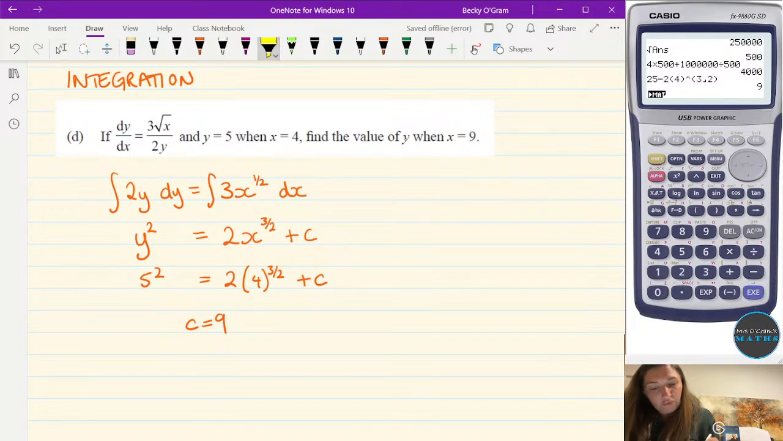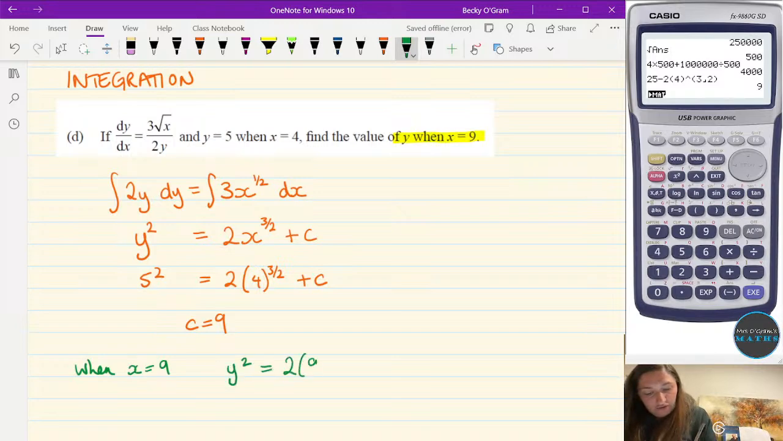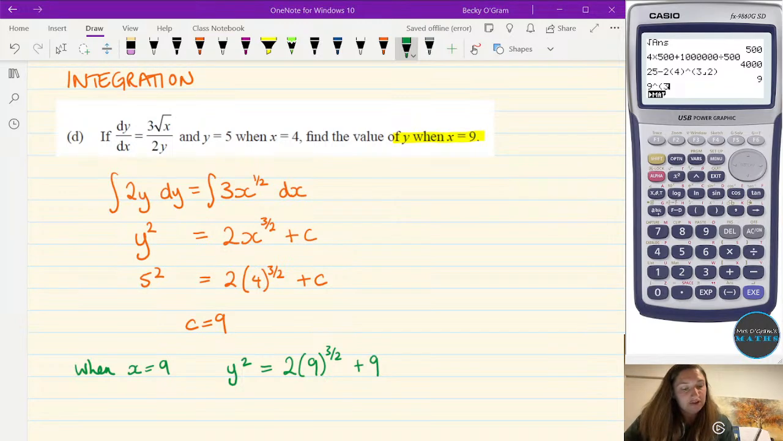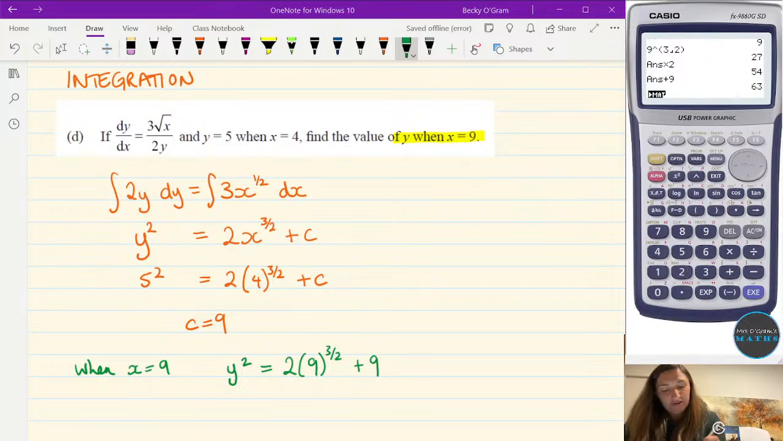Now find the value of y when x equals 9. Okay, so last portion of this, when x equals 9, y squared equals 2, 9 to the 3 over 2 plus 9, because that's what we worked out c to be. Okay, so 9 to the power of 3 over 2 is 27. We're going to times that by 2 and add on 9. We get 63. So y is equal to the square root of 63.